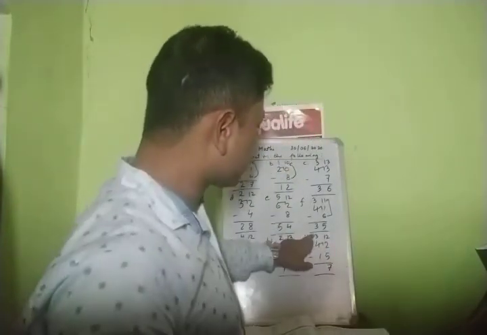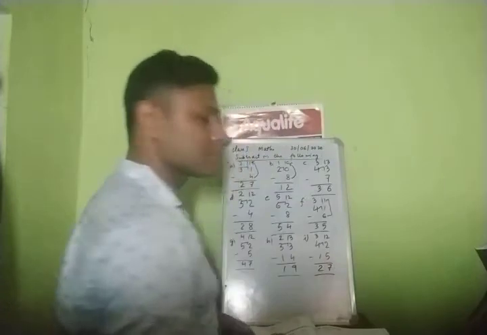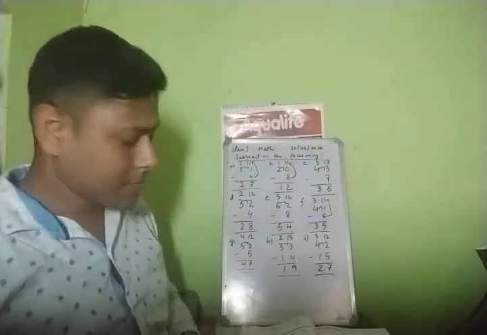Again, what is here? 3 minus 1. 3 minus 1. What is there? 2. Understood all? Yes?